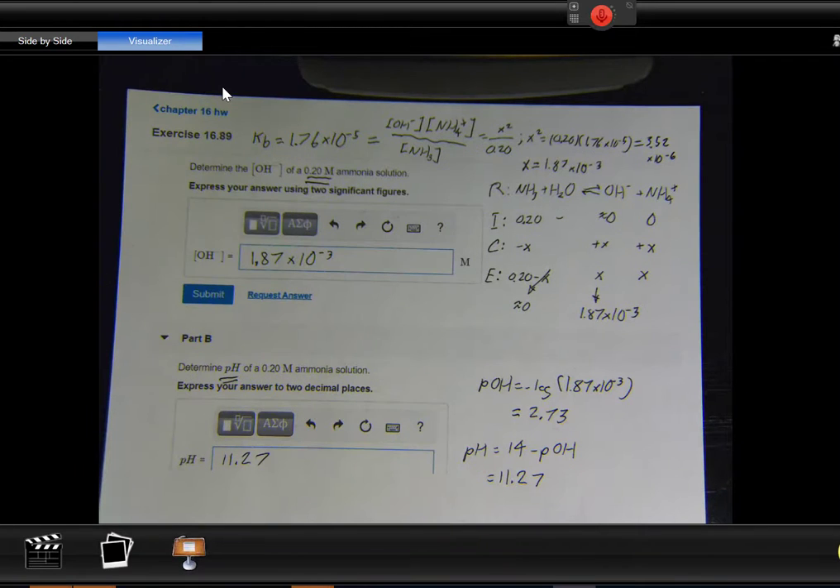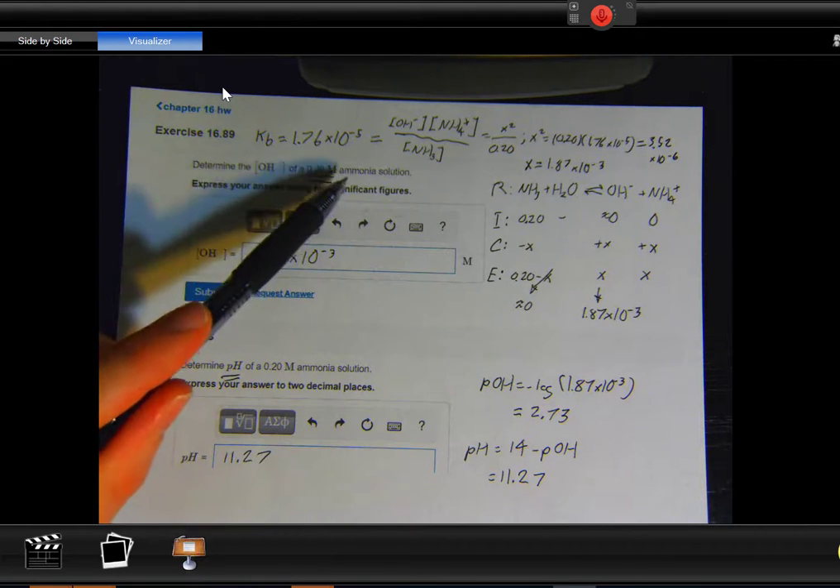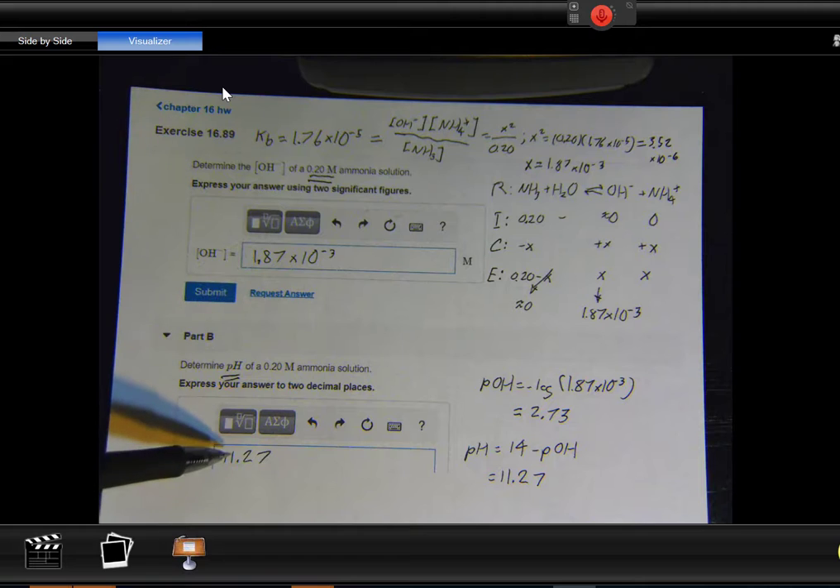Now, whenever you find pH, always a great idea to check if it makes sense. Okay, so what you're looking for here is, when you're finding pH, should you expect a number bigger than 7 or less than 7? We have a basic solution. We have a base. We would expect pH to be greater than 7. pH is greater than 7. Okay, so that's kind of how we know we're on the right track.